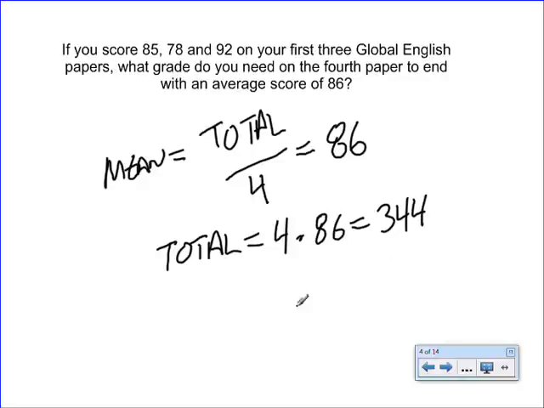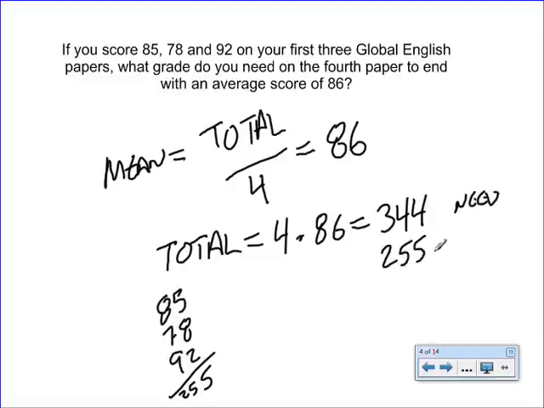344 points. How many points do we have so far? We have 85, and 78, and 92. So that's a total of 10, 15, 10, and 15, 25. So we have 255 points. So we need 344 points. We have 255 points.